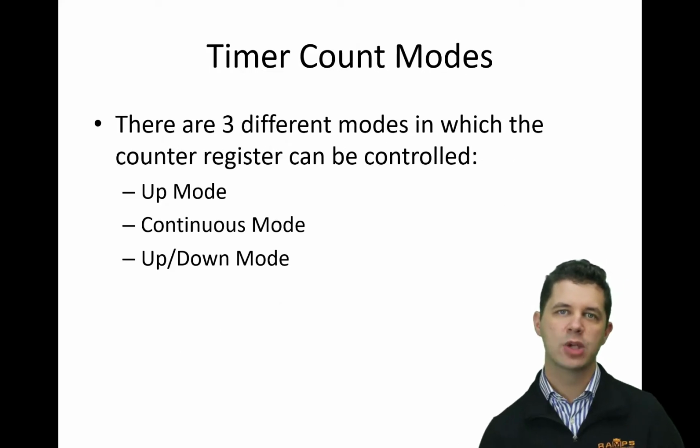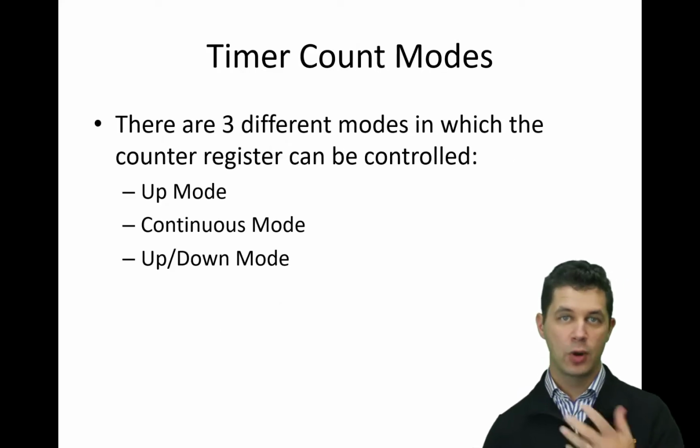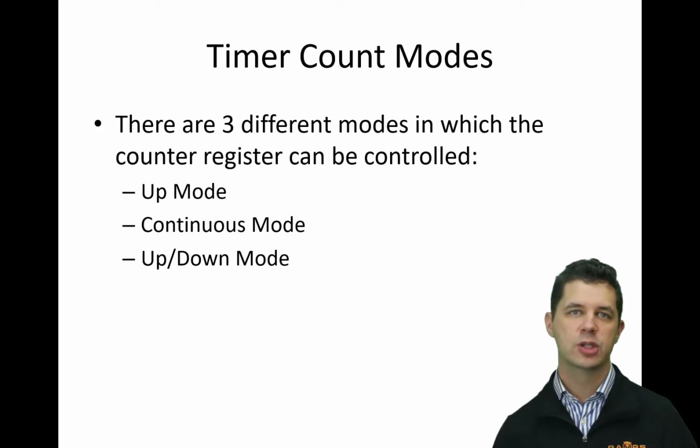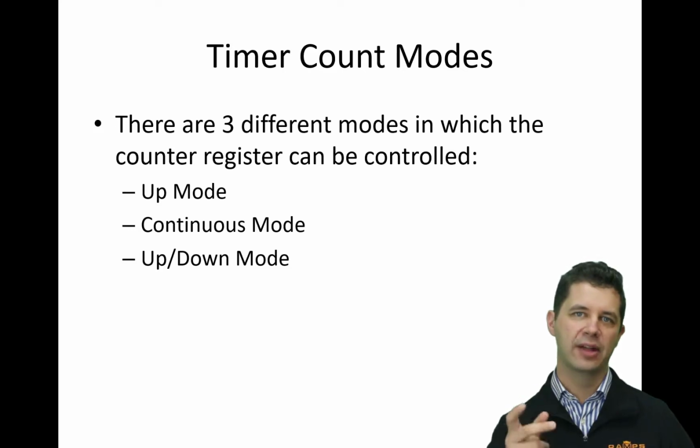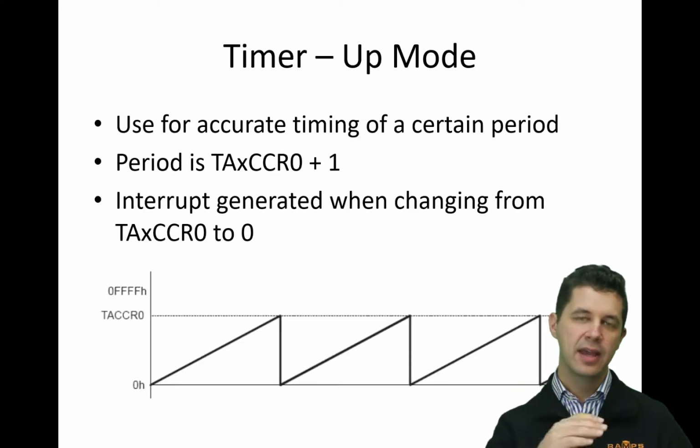Now, our timer's got 3 different modes it can operate in. So we'll briefly describe each of those. It's got up mode, continuous mode, and up-down mode. And it's basically talking about how the clock's controlled and how our counter is controlled.